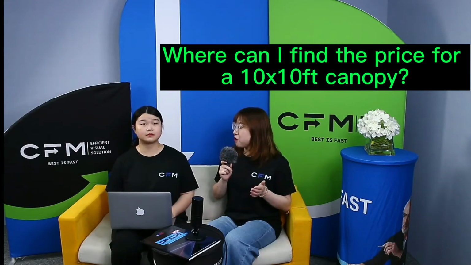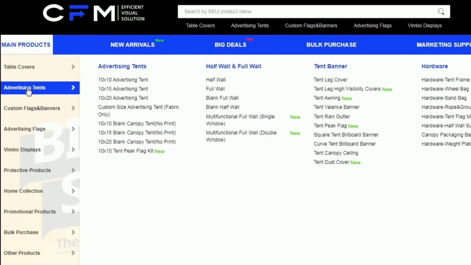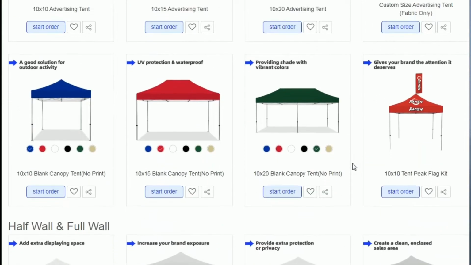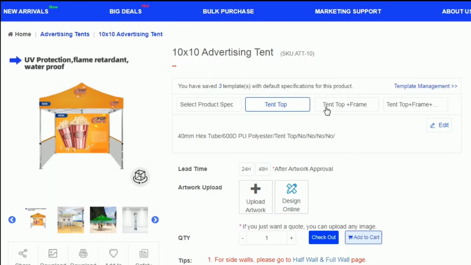Sure, come on. Okay, the first question may be, where can I find the price for a 10 by 10 feet canopy? Well, for any price checking or price quote, the first thing is to find the correct product on our website. So for a 10 by 10 feet canopy, after logging into your account, you need to find this product in the advertising tent section, then select the product specification according to your needs. At this stage, you can see the unit price of the product only.